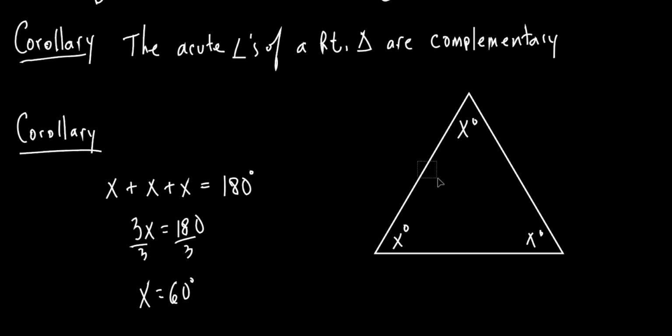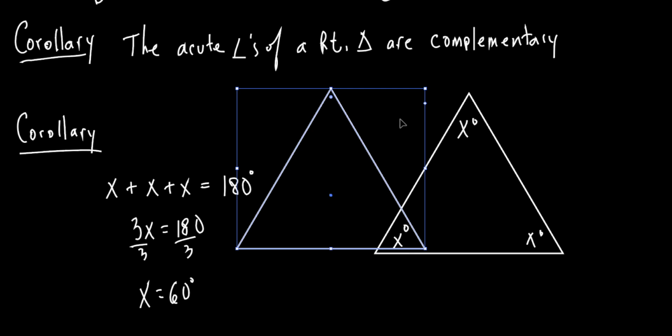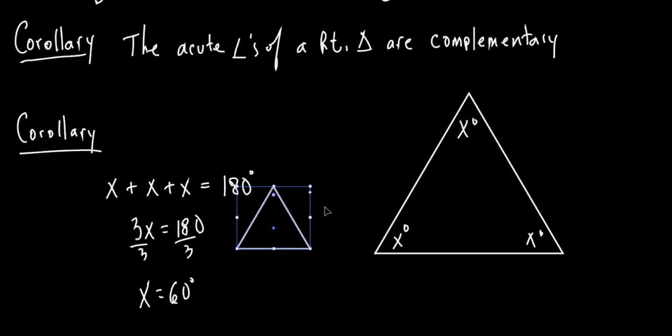Check this out. I'm going to copy and paste this, and I'm just going to make it smaller. Is that all right? Now, the sides are different, obviously, right? It's a lot smaller. But check this out. What if I put this angle up here? Just because I made that triangle smaller, look at that angle.